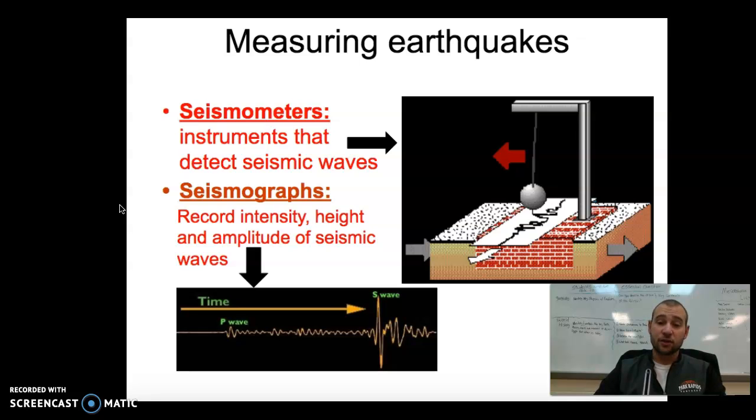Now, the more advanced tool would be the seismograph. And the seismograph gives us seismic activity, but it also gives us a few different things. It records intensity, and records the height and amplitude of the seismic wave. So we get a little bit more information from the seismograph. But these are going to be the two instruments that we're going to be focusing on moving forward.